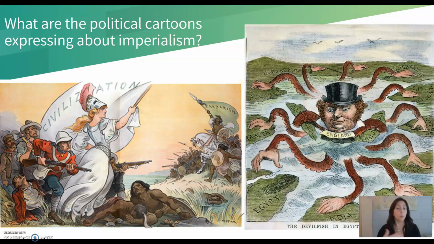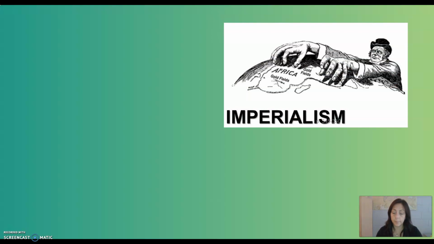Food for thought: what would the cartoon look like if it were drawn or created by someone representing the people on the other side, the barbarians? On the right side is the man in the top hat, clearly labeled England, with the octopus arms all over lands that are labeled with country names all over the world.